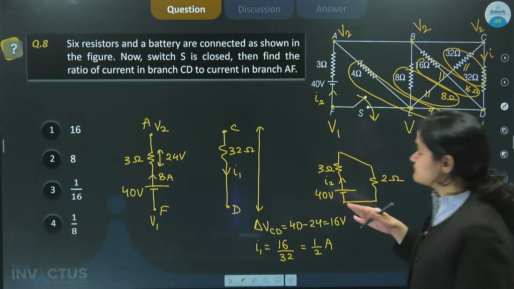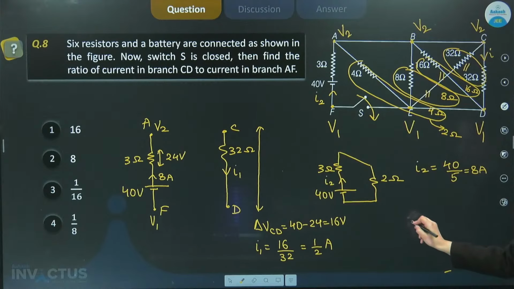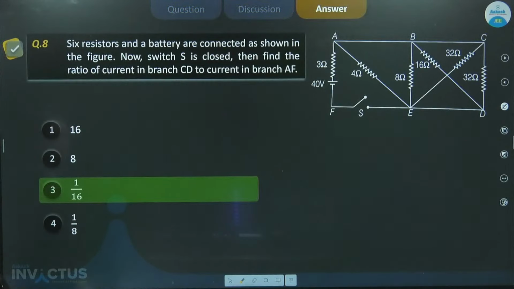Alright, now we have to find out the ratio. So the final result can be calculated by I1 by I2, that is 1 by 2 upon 8. 1 by 16 is the ratio. Okay. So the answer turns out to be 1 by 16.